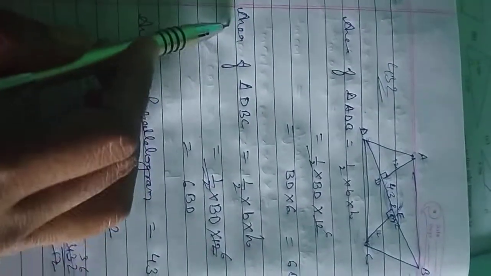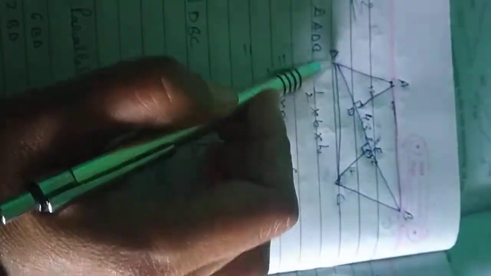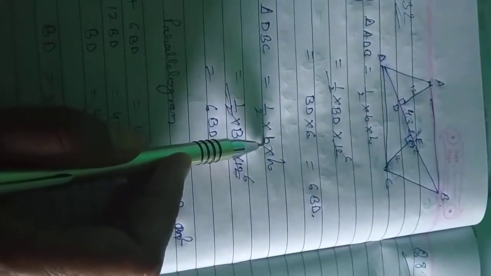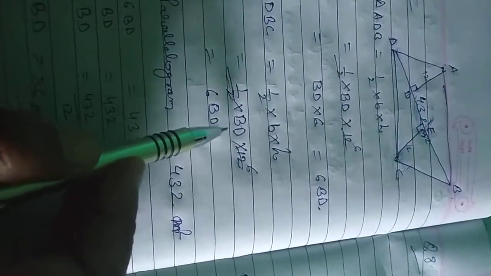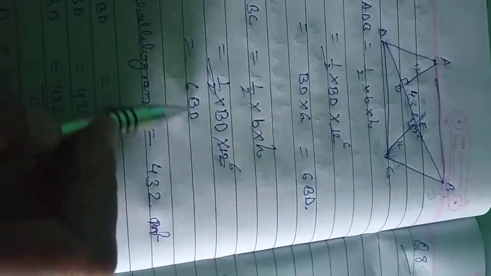Okay. Now again area of triangle DBC. This triangle we will find out the area of this triangle. So this also half into base into height. Half into base. Base is what? BD and height is 12. Okay. So BD will be BD only because its length is not given. But height is 12 only. So here also 6 BD.